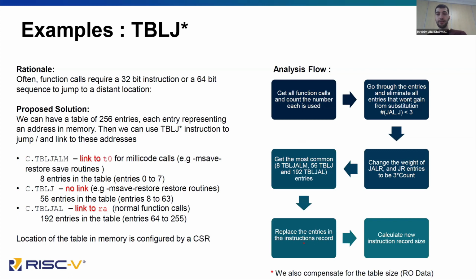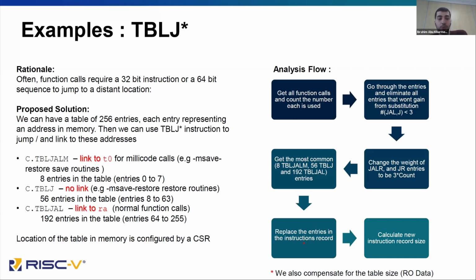So let's see how we can apply the flow that I showed earlier to analyze one of the example instructions, table JAL. The purpose of this instruction: often when we have jumps, a lot of times they would not fit within the short range of C.compressed jump instructions. So it would force the compiler to use a 32-bit instruction or a 64-bit sequence, AUIPC plus JAL. This can waste a lot of code size.